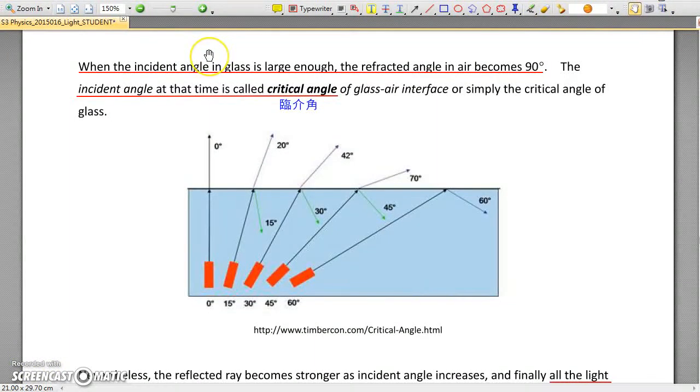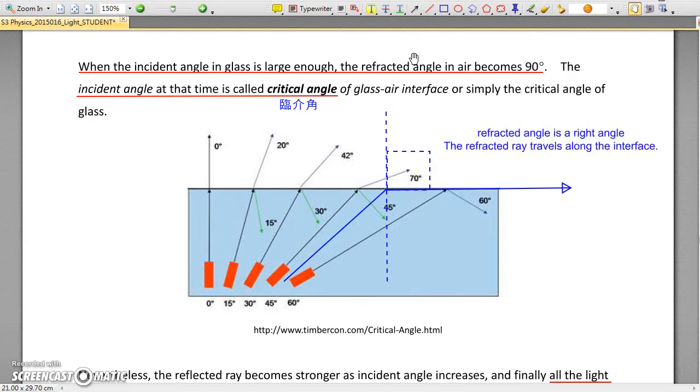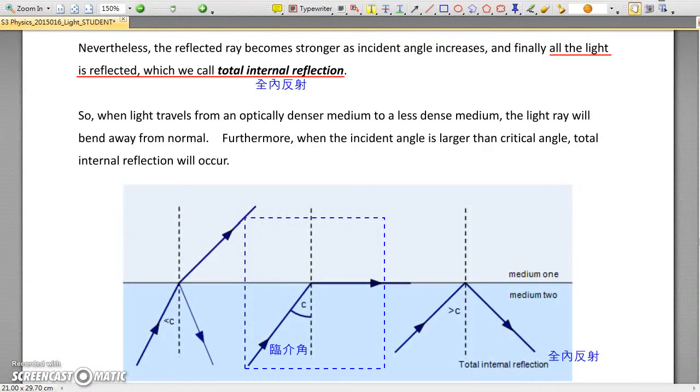When the incident angle keeps on increasing, the refracted angle will also keep on increasing and finally becomes 90 degrees. At that time, the refracted ray travels along the interface. We call the incident angle at that time the critical angle. You may also notice that the reflected ray becomes very bright, very strong. All the light is reflected, and so we call it total internal reflection.